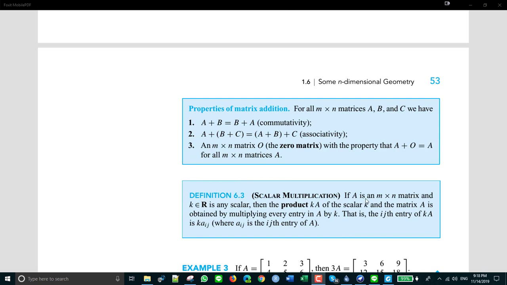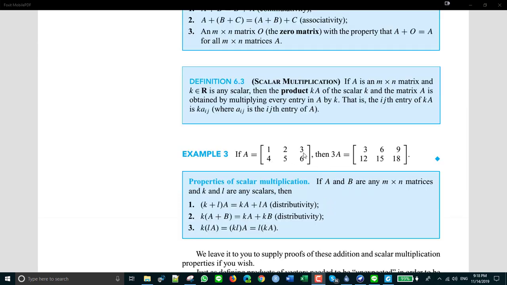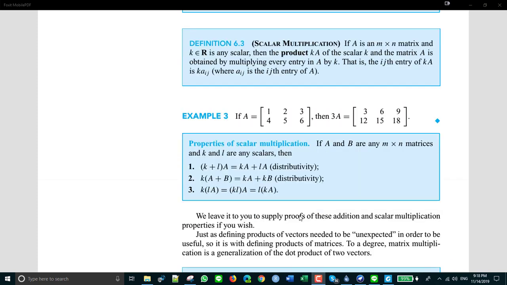And then we have scalar multiplication, which means multiplying a matrix by a scalar, and that just means, like, if we multiply this matrix by 3, it means multiply each entry by 3. And then we have some properties for scalar multiplication. For example, if you take k plus l times A, you can do it this way. So it's a kind of distributivity. You take k times A plus B, you can do this. That's another distributivity. And this is associativity, kind of. So we can prove these things.